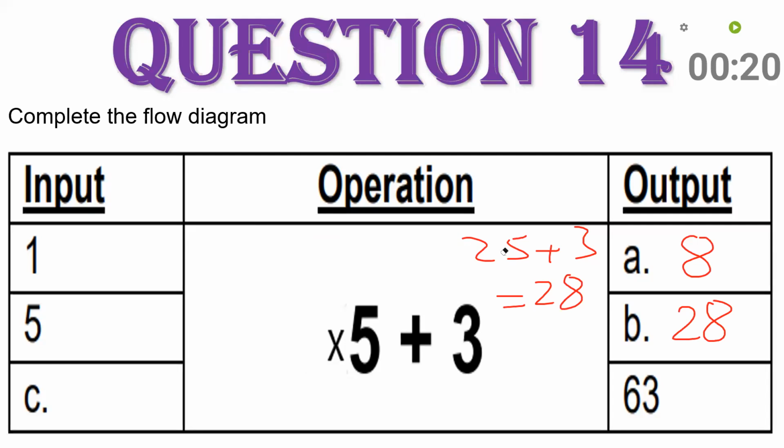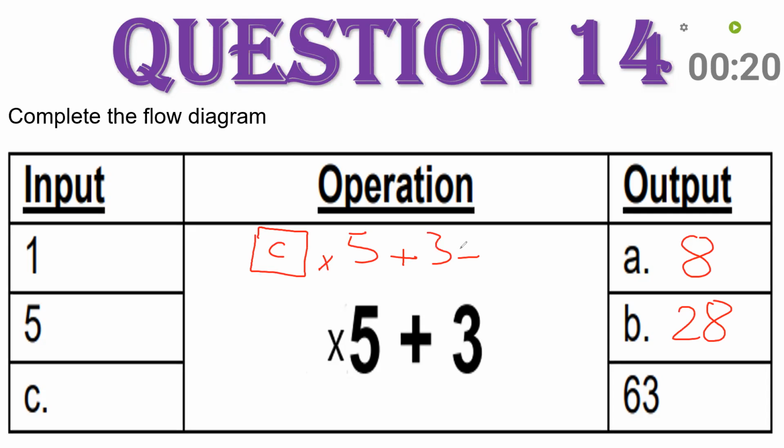Now, output is given. We are looking for input. What number we must use to get 63? That's our question. What we are going to do for this question, maybe we can just use box for C. This is our C. Times by 5 plus 3 equals 63. So you have a number, multiply by 5 and add 3, getting 63.